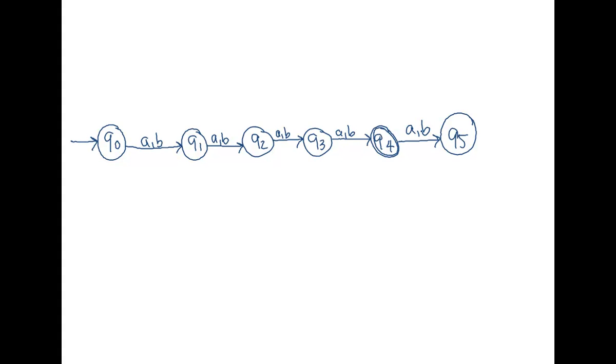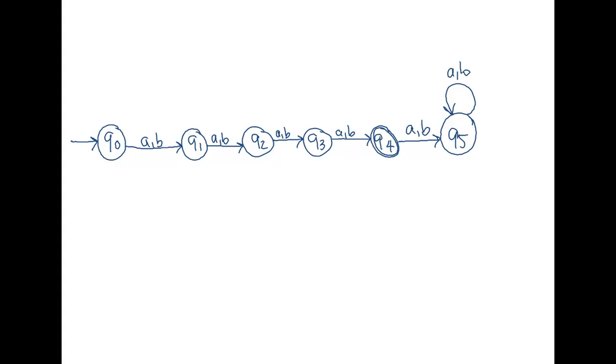Okay. So if I see an A or a B, I'm going to go to Q5. And this means I've seen 5 symbols. Once I've seen 5 symbols, I can never accept, right? Anything bigger than 4, I can't accept. So let's just stay here on any additional symbols.